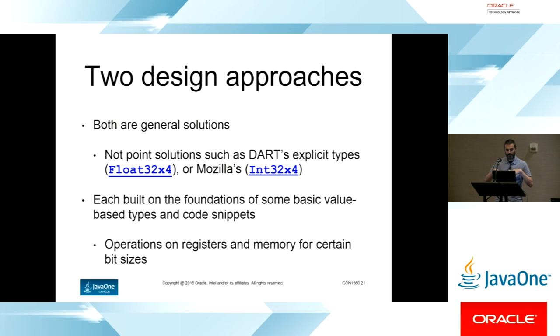So what we're going to do is layer these approaches, and each is going to be built on the foundations of some basic value-based types and what we call code snippets. And these will essentially define operations on registers and memory for certain bit sizes.